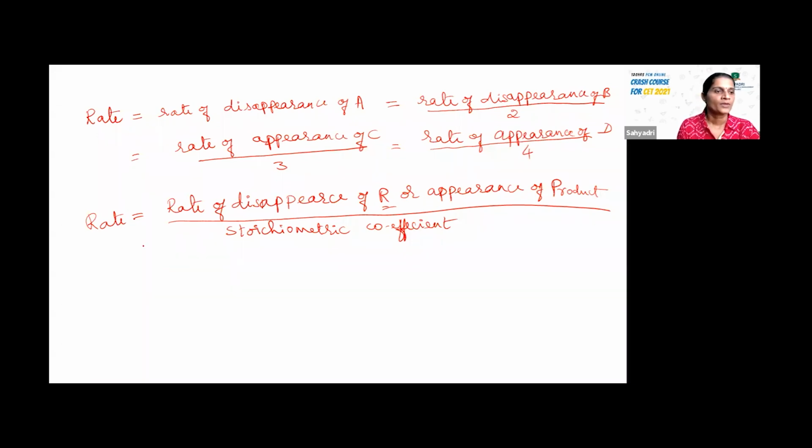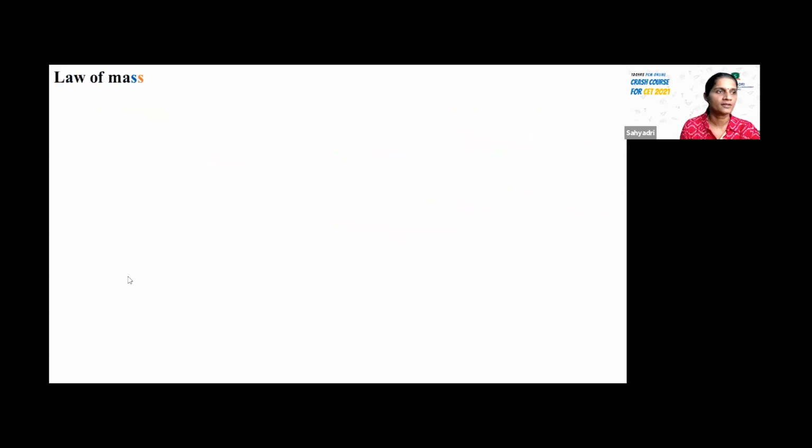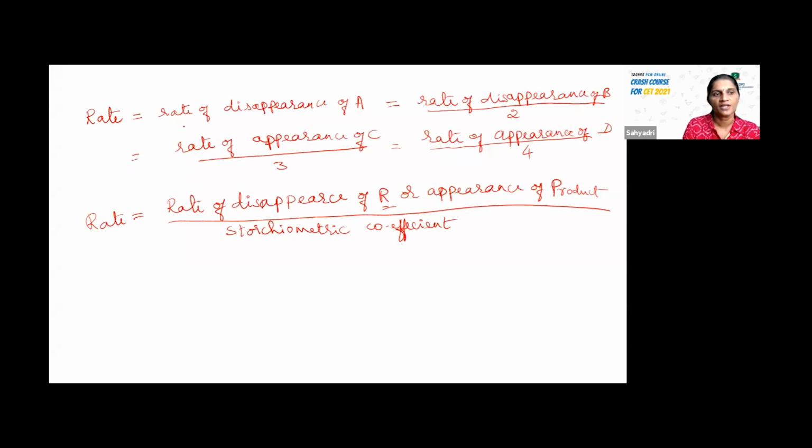Next, law of mass action. What is the law of mass action? We have some questions based on this concept. Let's do it later.